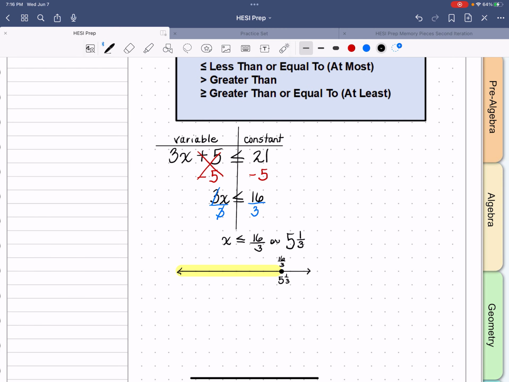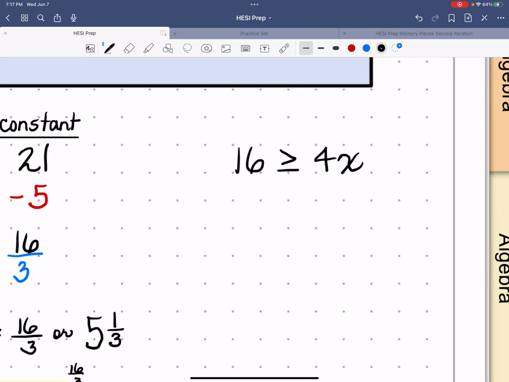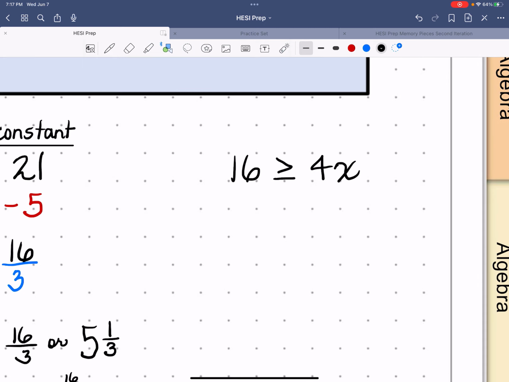Okay, let's do another one. Let me try to get one right in here. Let's do 16 is greater than or equal to, let's do a simple one, let's do 4x. So again, if you want to use the method I showed you, we would draw the t-chart through the sign. Here's variable. This is a 1-step. Here's constant.